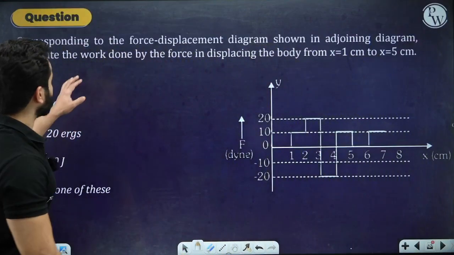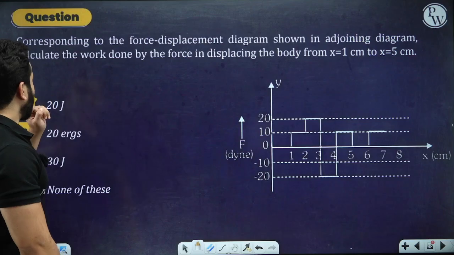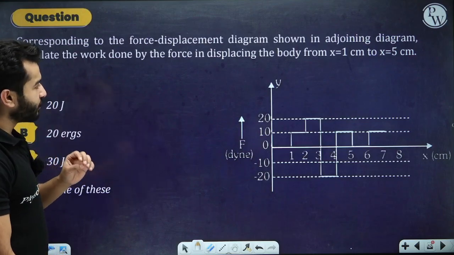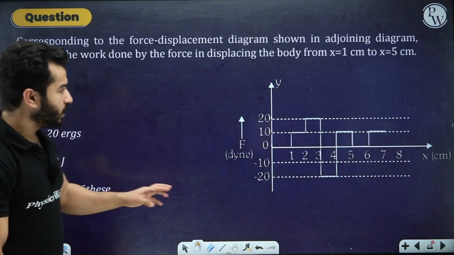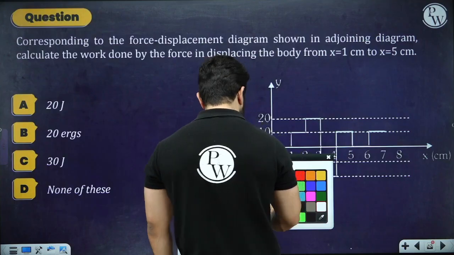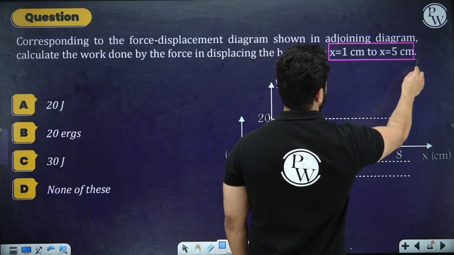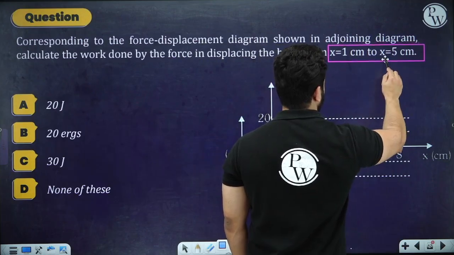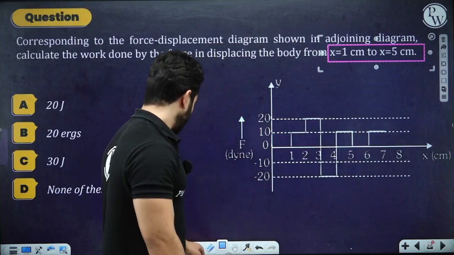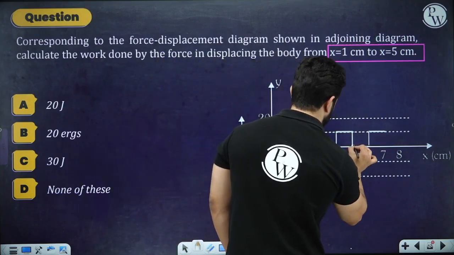The question says, corresponding to the force displacement diagram shown in the adjoining diagram, calculate the work done by the force in displacing the body from x equals 1 centimeter to 5 centimeter. Now, the only thing that you need to notice over here is that they are only asking about the work done from x equals 1 to 5 centimeters. You don't have to find out the total work done. So x equals 1 is over here and 5 is over here, right?